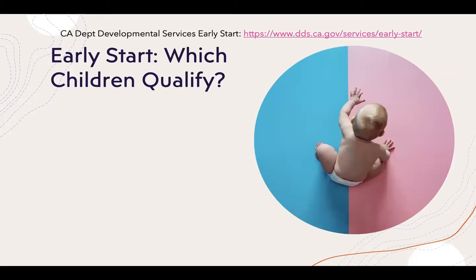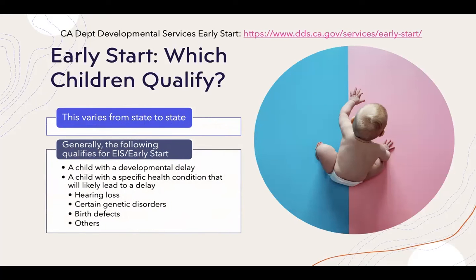So I did include the website here for the California Department of Developmental Services, the Early Start page, in case it's helpful. Like I said, the qualification varies from state to state, but generally speaking, the following is what would qualify a young child for Early Start. So this is a child with a developmental delay, a child with a specific health condition that would likely lead to a delay. So that could be hearing loss, certain genetic syndromes, birth defects, and then there are many other things as well.